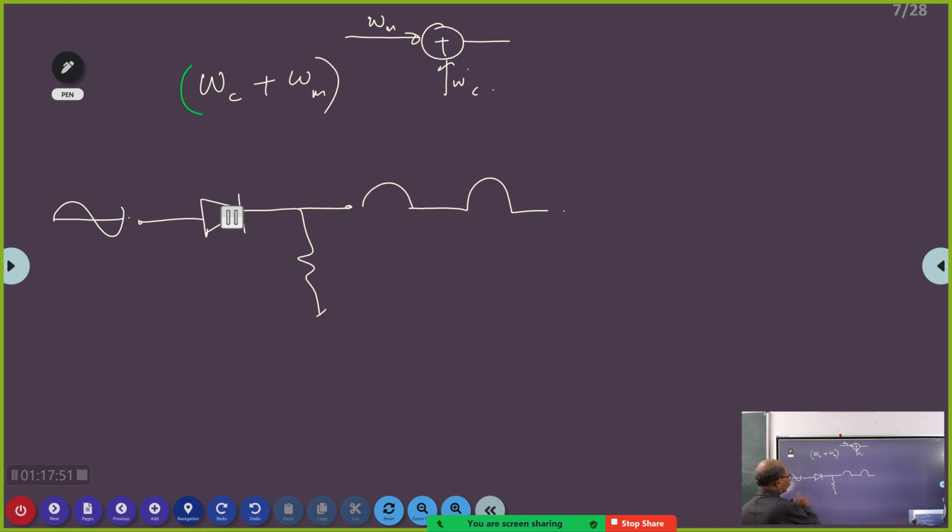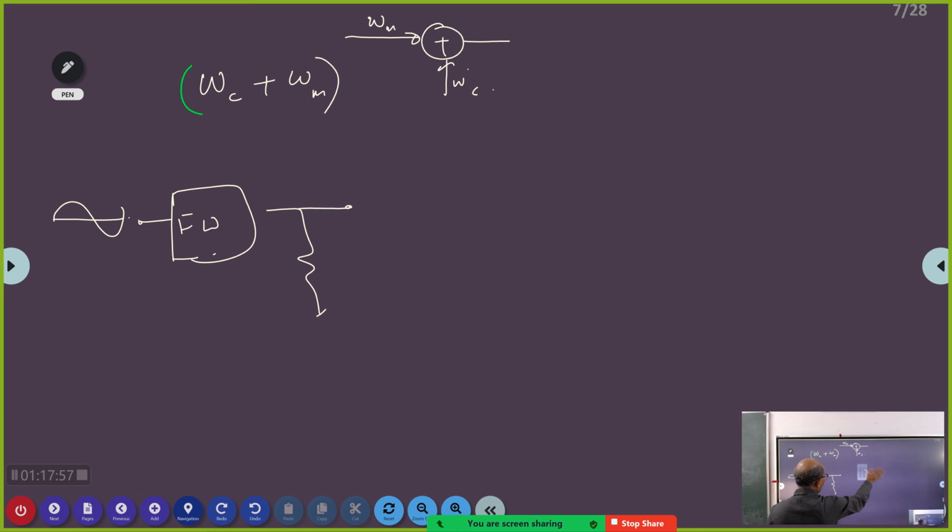And supposing you have used a full wave rectifier. Then at the output, you are going to get what? You are going to get this. Clear? So here you have got a waveform like this. What is it?